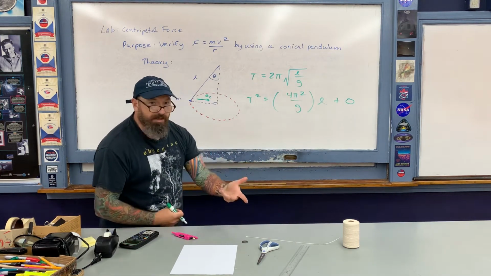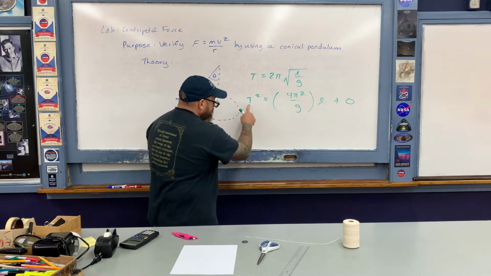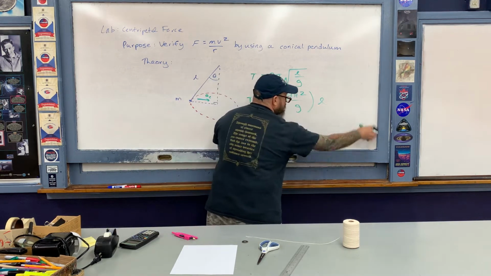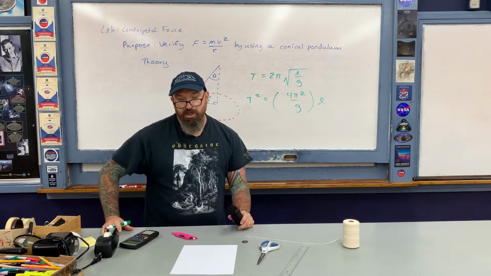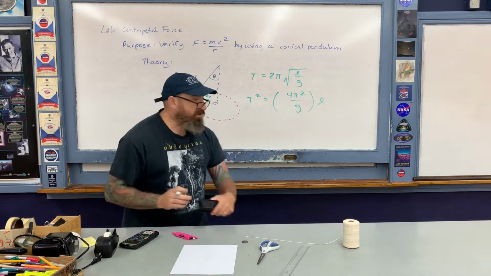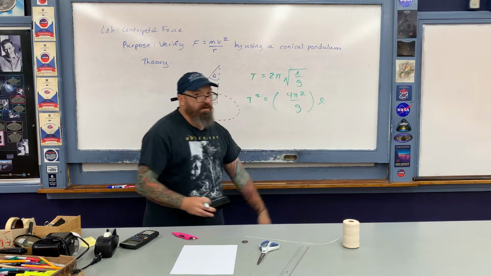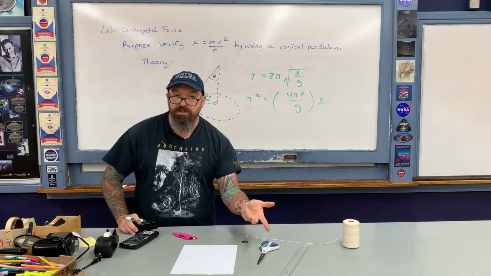Because you'll end up with a line when plotting T squared versus L, the slope of the line is what I've written here in parentheses, 4 pi squared over g. Once we get our slope, we'll set it equal to this quantity, and from there we'll calculate what g is equal to.